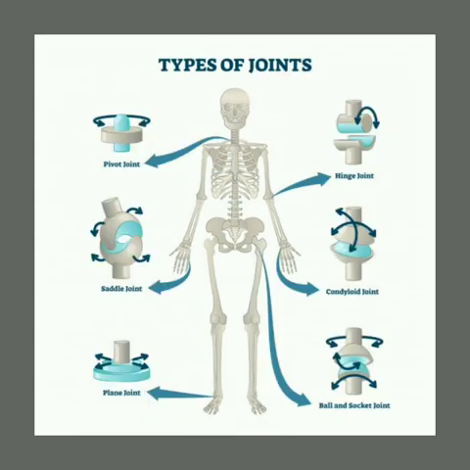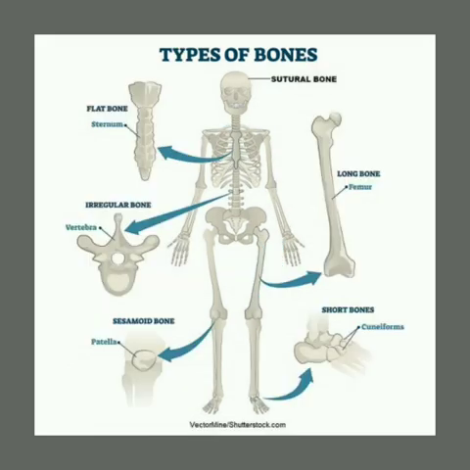And two bones are joined together by a soft tissue. Two bones are joined together by what? Soft tissue, which we call ligaments or tendon. Ligaments are strong and stretchable bands of tissue.